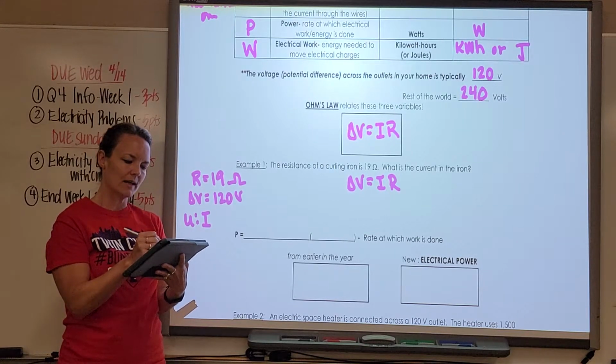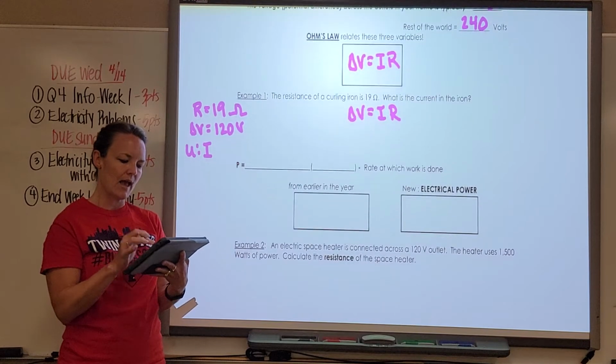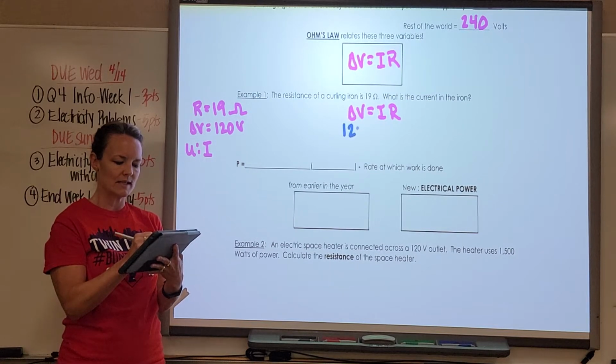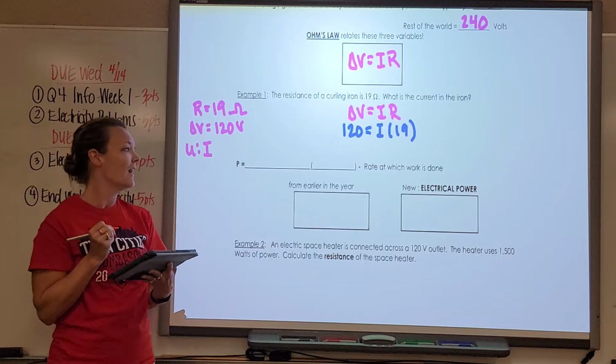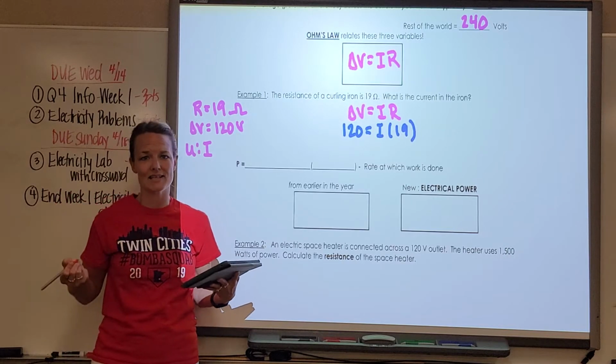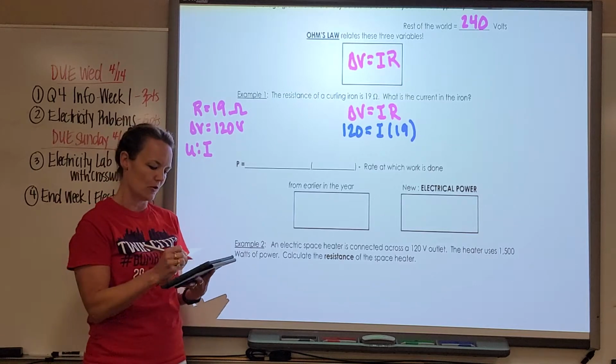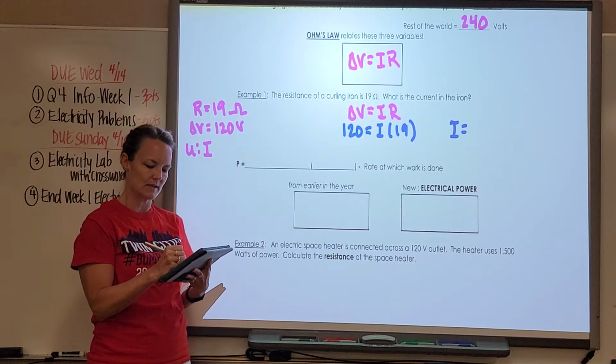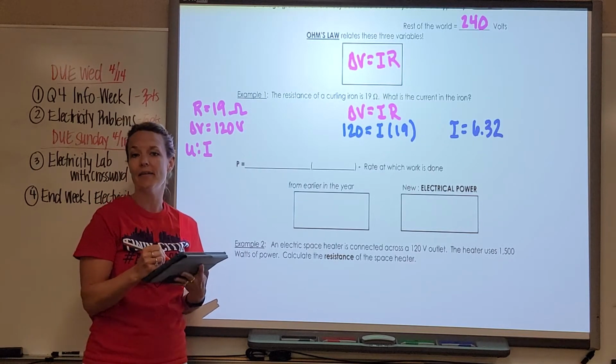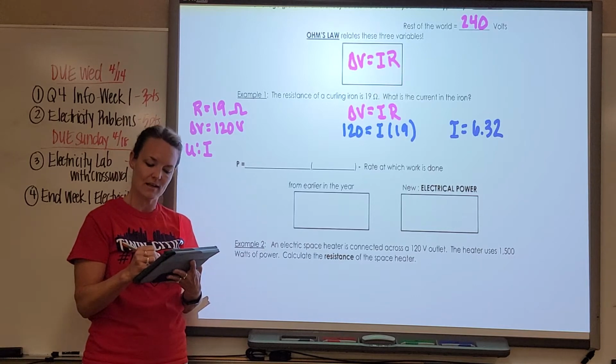So as I plug it in, I'm going to have 120 equals I times R, which was 19. All I have to do is divide over. It's a nice easy equation, and when I do, I find that I is a little over 6. I found it to be 6.32, and then the unit of current is amps, or an A.